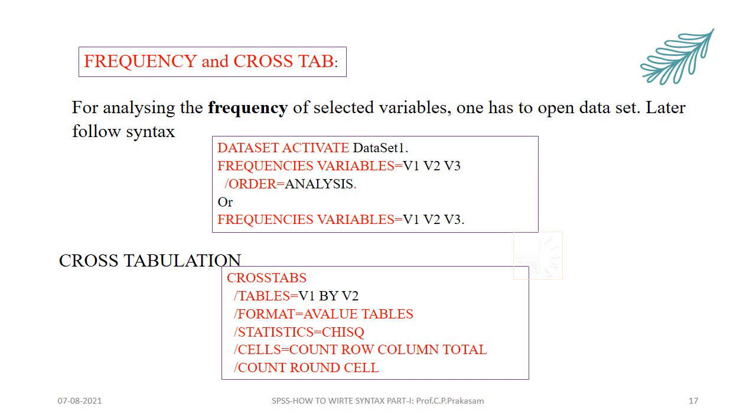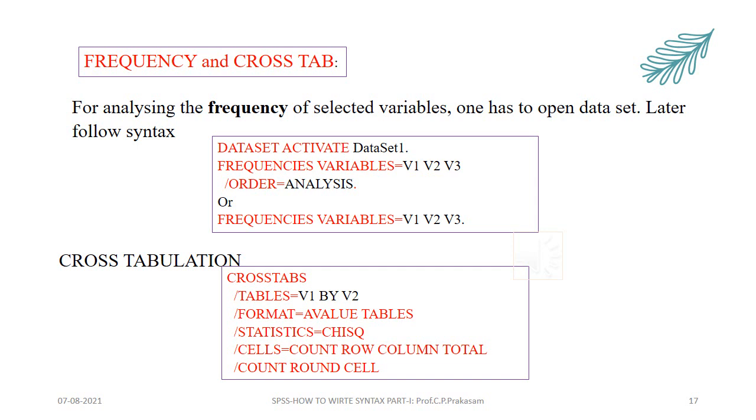In the above example, you can see that for FREQUENCIES we have given VARIABLES equals v1, v2, v3. After the subcommand ORDER=ANALYSIS we have given a dot. Whereas if you abbreviate it, FREQUENCIES VARIABLES equals v1, v2, v3, it will directly generate the frequencies.